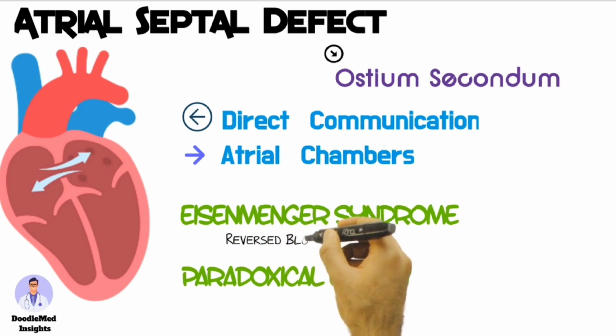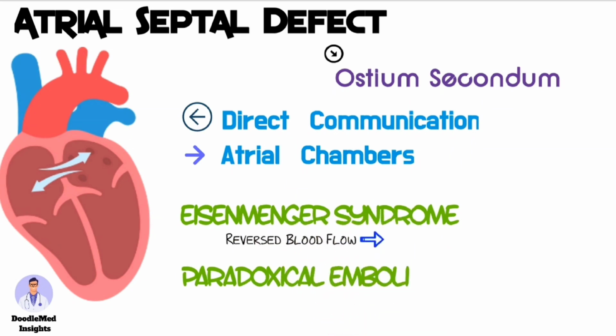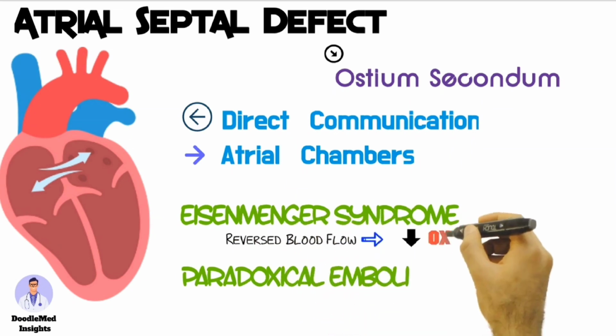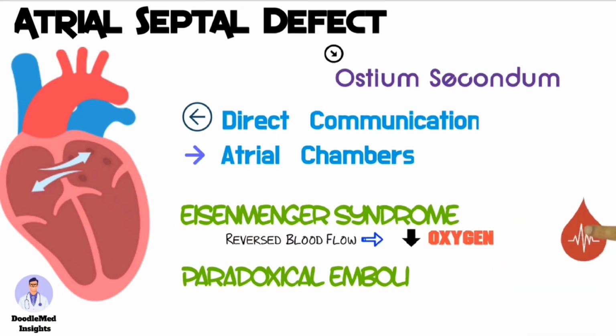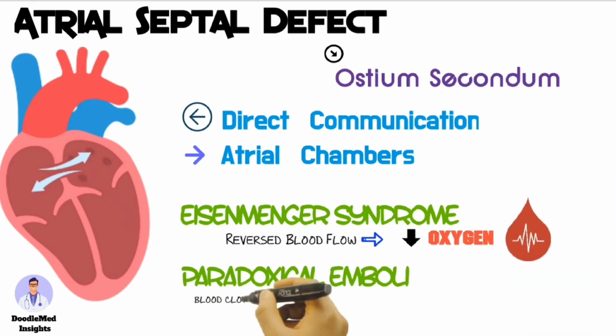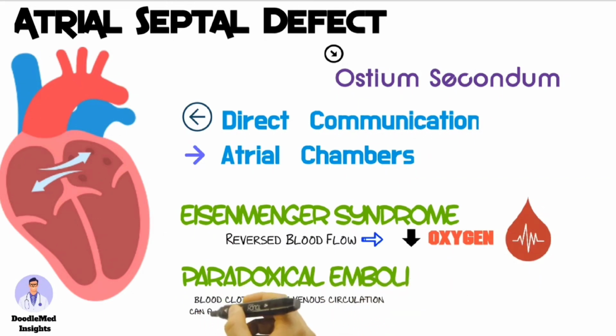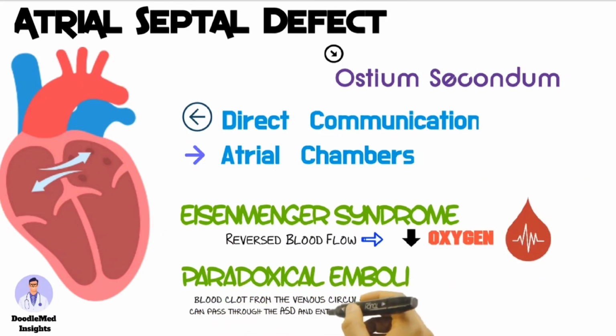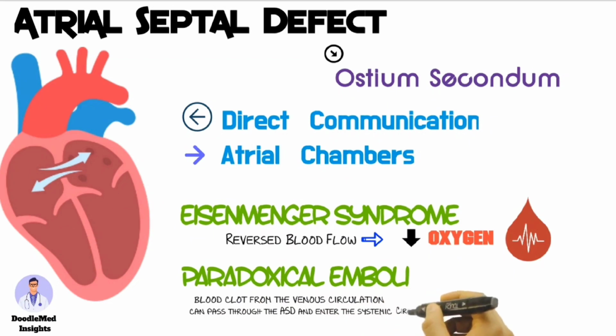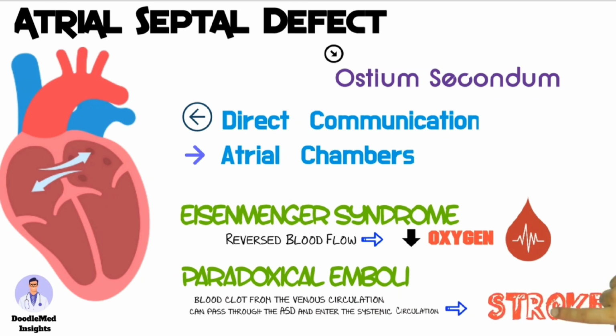Eisenmenger syndrome is a condition where the direction of blood flow within the heart is reversed, leading to decreased oxygen levels in the blood. Another complication to be aware of is the potential for paradoxical emboli, where a blood clot from the venous circulation can pass through the ASD and enter the systemic circulation, potentially causing a stroke or other serious complications.